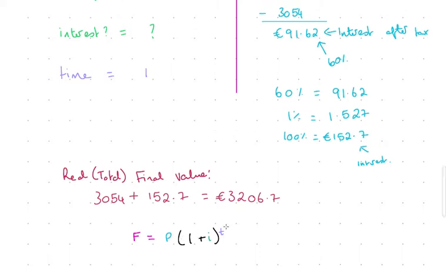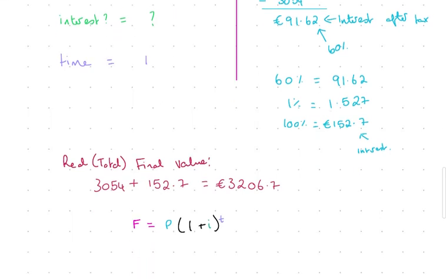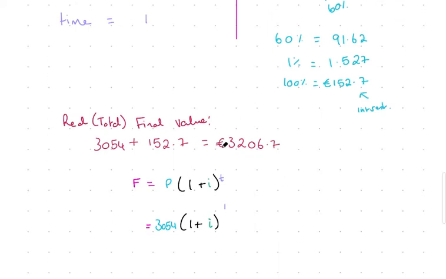Now, remember, we said T was equal to 1, so we can fill that in. I'm going to have 1 plus I. I do not know what I is, and that's okay, I'm going to leave it as I for a moment. Close brackets. P, I do know what I put in. I do know what my principal is. It's 3,054. And that's going to be what F is equal to. Now we actually also know what F is equal to. It's this guy.